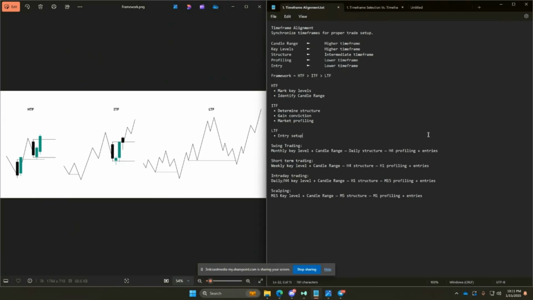All right, so moving away from the charts on TradingView, we want to just kind of cover the process that we went through.